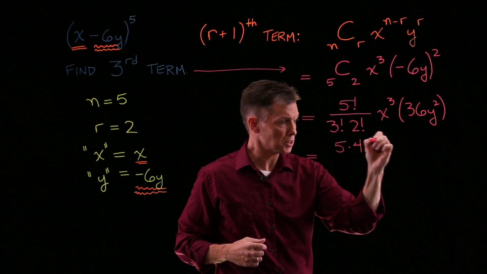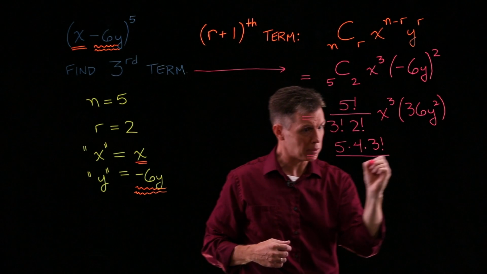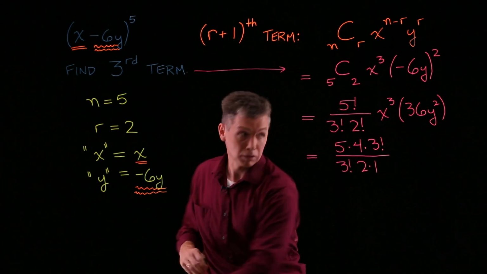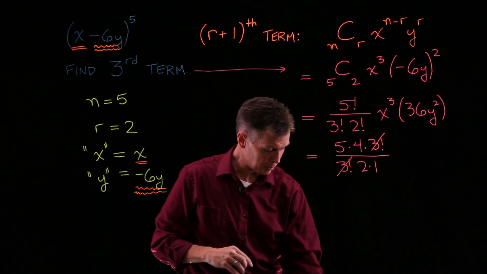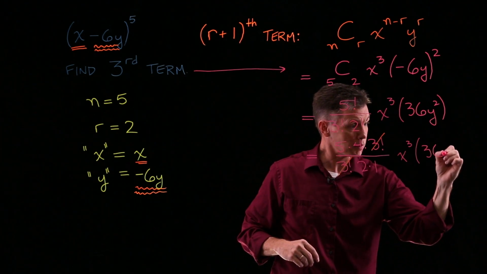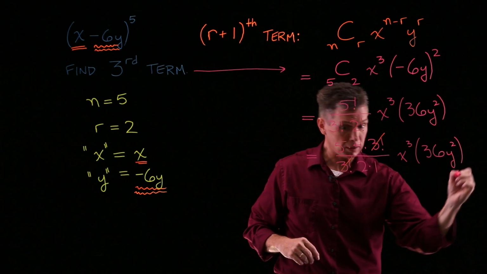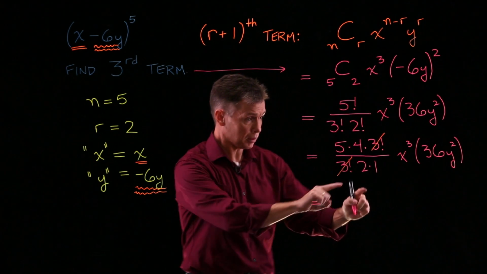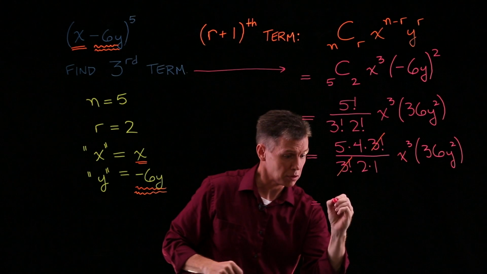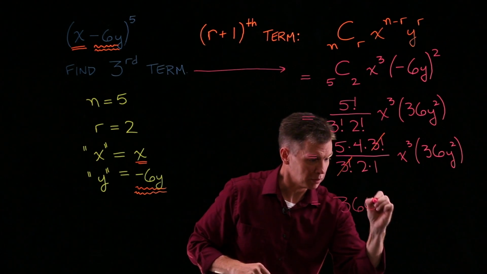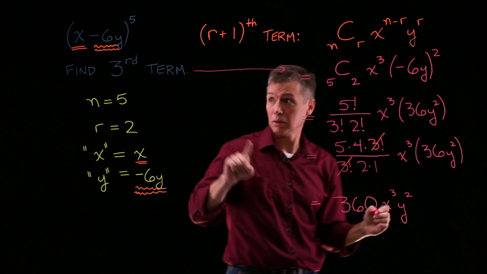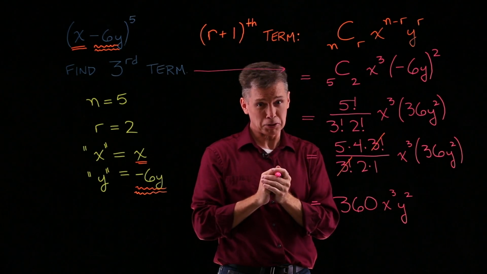5 times 4 times 3 factorial. I stopped there because the 3 factorial downstairs will cancel. 2 times 1 for my 2 factorial. Those guys will cross out. The rest of this from the step above stays the same. And we're one cleanup step from being done. This equals, and let's see, 2 would divide with the 4 and give me a 2. 5 times 2 is 10 times the 36. Can do that without a calculator. 360 x cubed y squared. That would be the third term. Okay? Try some more on your own. I know you'll do well.